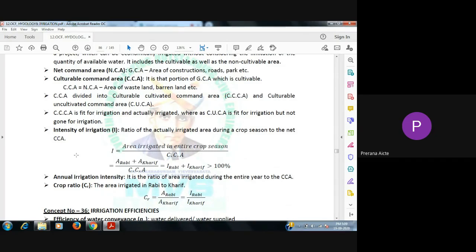CCA, the cultivable command area, is divided into cultivable cultivated command area, CCA, and cultivable uncultivated command area, CUCA. CCA is fit for irrigation and actually irrigated, whereas CUCA is fit for irrigation but not gone for irrigation. What is meant by intensity of irrigation? It is the ratio of the area actually irrigated during a crop season to the net cultivable command area. Note down: intensity of irrigation I equals area irrigated in the entire crop season divided by cultivable command area, CCA.